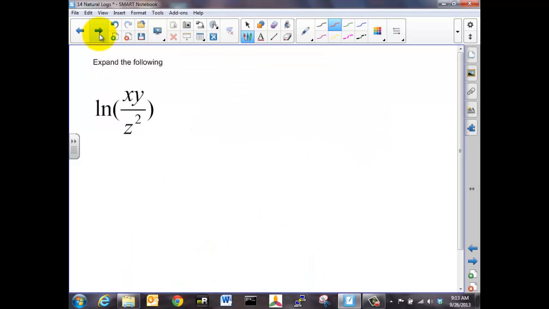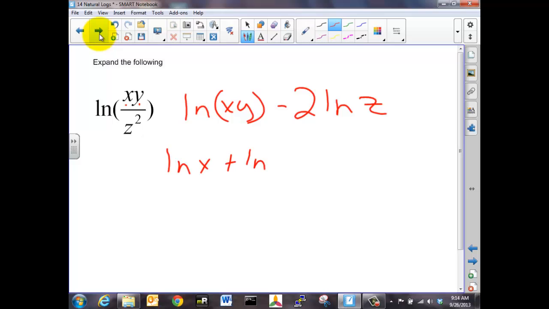So look at this. If we've got Ln of x times y divided by z squared, how could we expand that out? Okay? Ln xy minus 2 ln z. Minus 2 ln z. Grant says that's what it is. What do you think? Connor says we can do ln x plus ln y minus 2 ln z. Is that what you mean, Connor? Okay. All right.